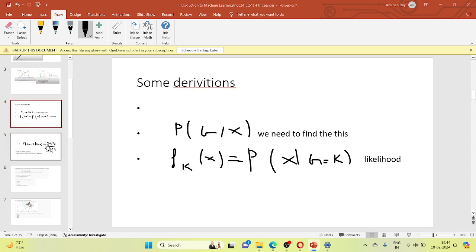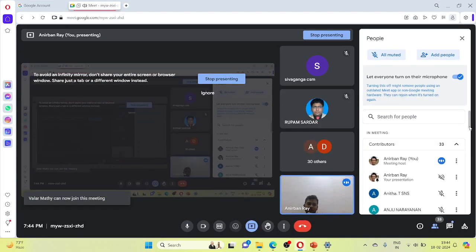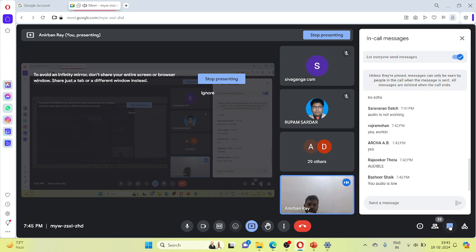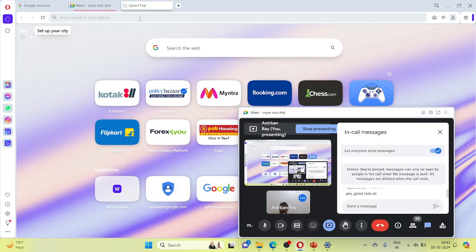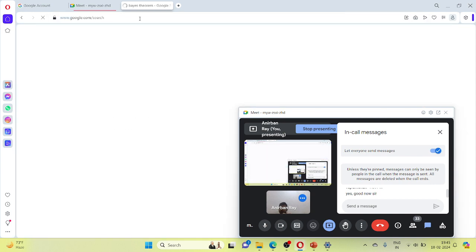Bayes theorem, you know, right? You can write in the chat, don't unmute. Audio is low. Bayes theorem, you know, right? Okay, let me show you with a better one. Bayes theorem.